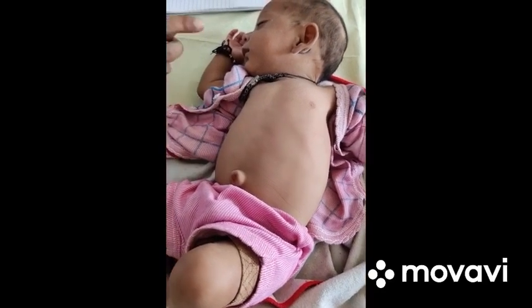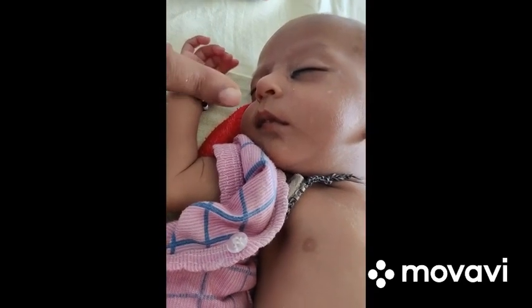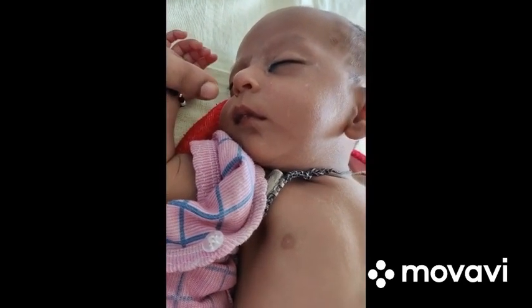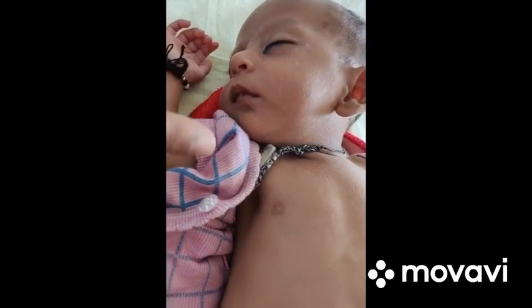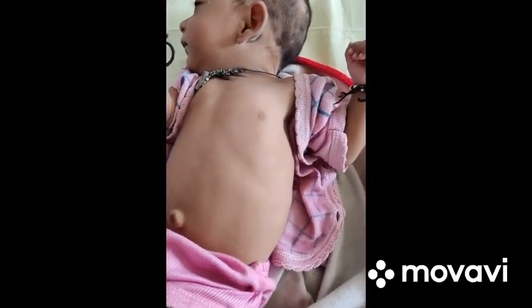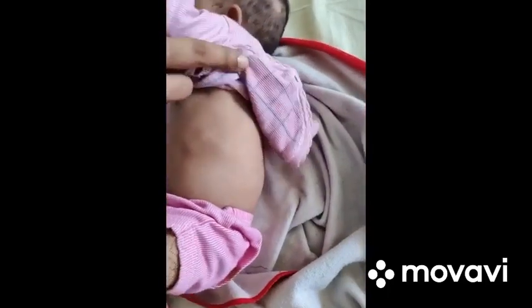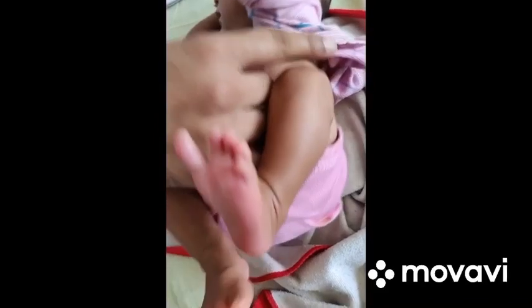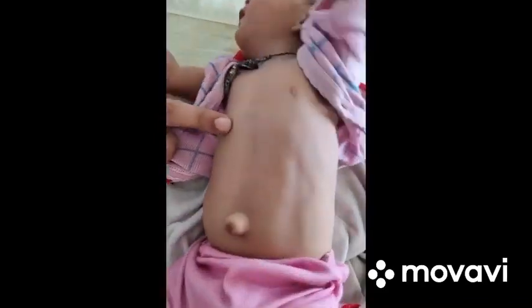Third, we have to see nasal flaring. If there is a respiratory distress, there will be nasal flaring. Here you can see there is no nasal flaring. The baby is breathing normally. Fourth, we have to see chest retraction. Chest retraction is of 3 types: upper chest retraction, lower chest retraction and xiphoid retraction. In this child there is no retraction.